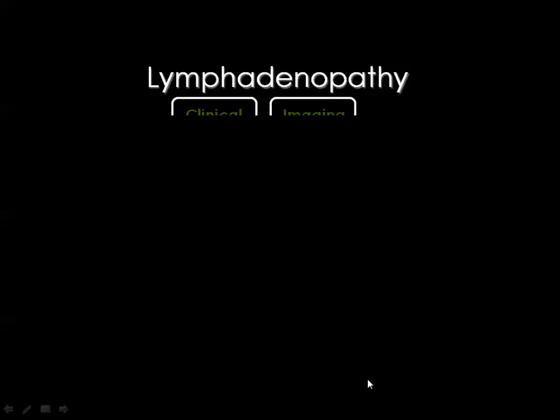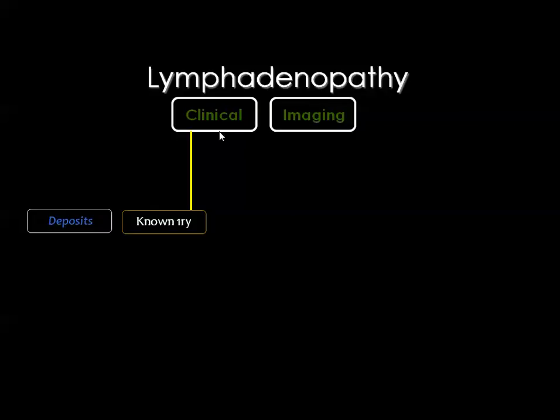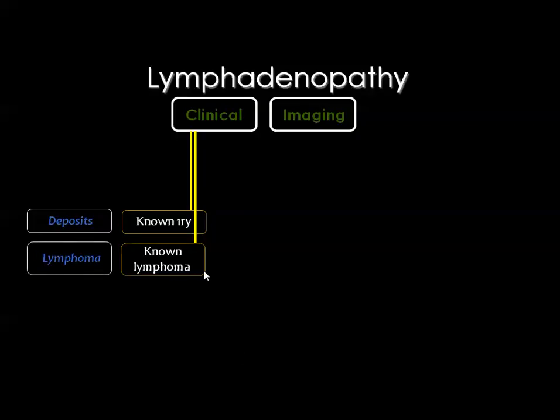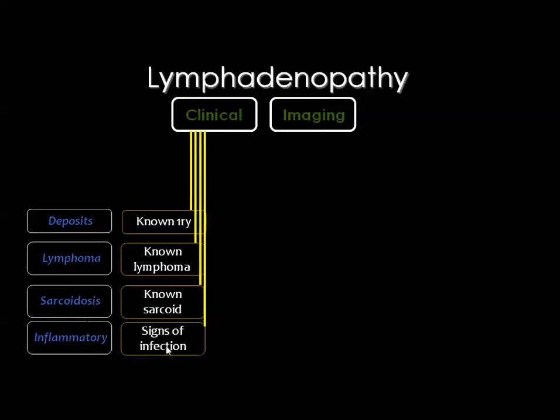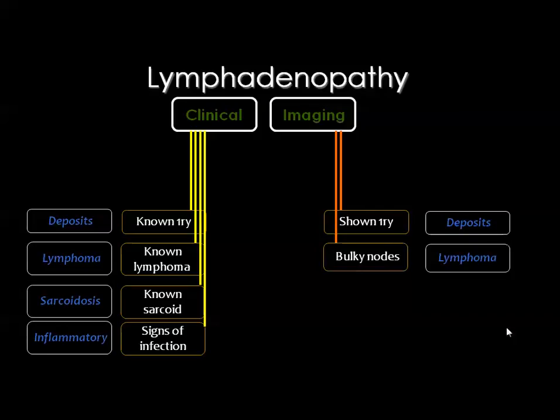Then you remember this algorithm by which you can approach the diagnosis for lymphadenopathy anywhere in the body, considering the clinical and the imaging appearances. If you have in the clinical picture a known primary malignancy, then you may consider nodal deposits. If you know that this patient has lymphoma, then you consider lymphoma. If the patient is known to have sarcoid, then consider sarcoid. If there are signs of inflammation, then you consider inflammatory nodes. On imaging, if you see the primary malignancy like nasopharyngeal cancer or oral floor cancer, then consider metastasis. If you see the nodes are bulky, homogeneously enhanced, then you consider lymphoma.